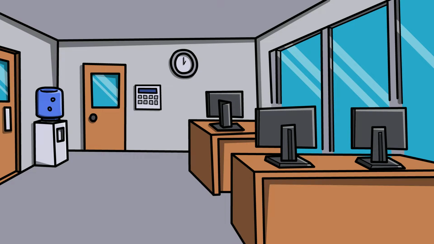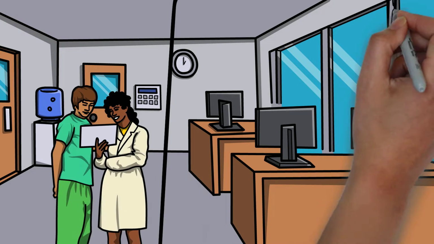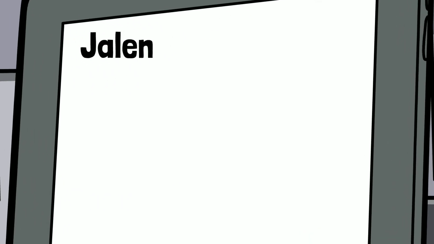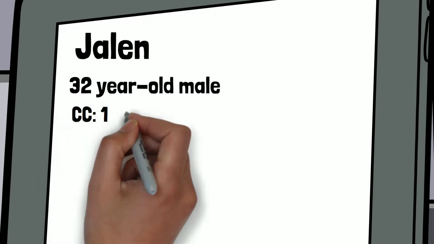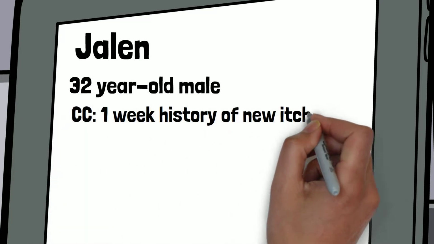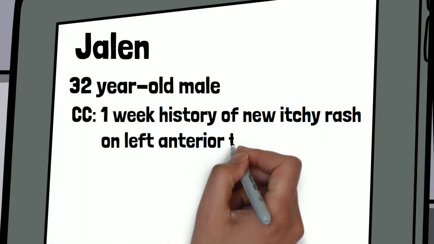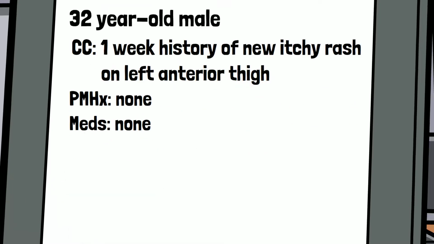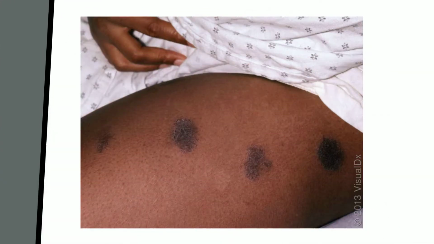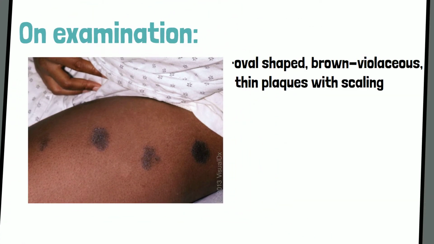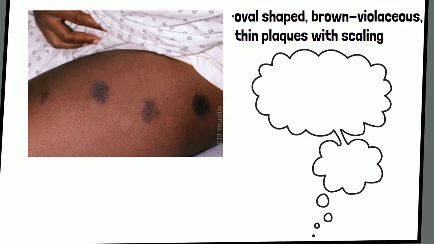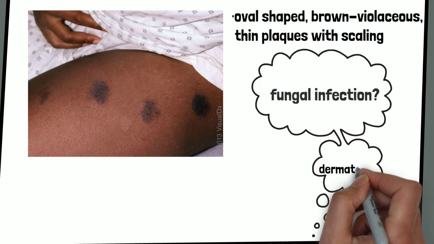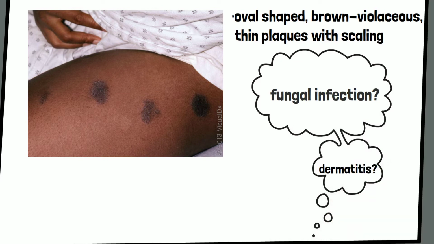We will begin with a case. You are on your family medicine rotation. Jalen is a 32-year-old male who presents to the clinic with a 1 week history of a new itchy rash over his left anterior thigh. He is otherwise healthy and is not on any medications. On examination, you note several oval-shaped brown to violaceous thin plaques on his left thigh with some scaling. Do you think this is a fungal infection or simply dermatitis? And what treatment should be prescribed?